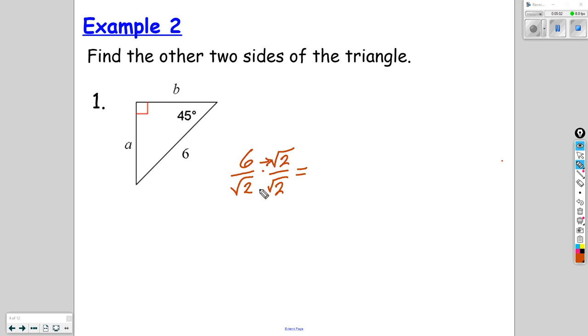Now if we multiply just straight across here, we have 6 root 2 in the numerator, and then square root of 2 times the square root of 2 is just 2. And now we can simplify this part of the fraction here. 6 divided by 2 is 3, so that's just 3 root 2. All right, so that means both of the legs are 3 root 2 units in length. Awesome, so that's basically our 45, 45, 90 degree right triangles. If we start with the leg, multiply by root 2 to get the hypotenuse. If we start with the hypotenuse, divide by root 2 to get the leg. All right, let me clear this board and let's move on.